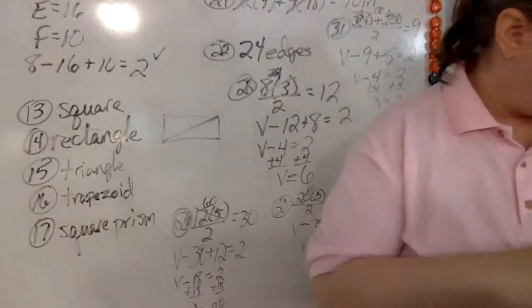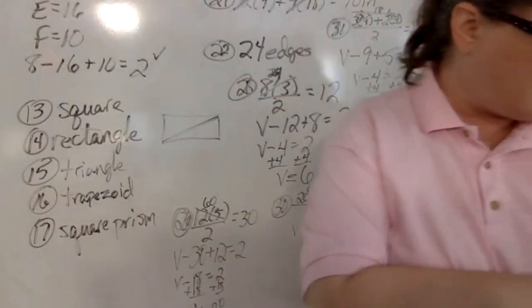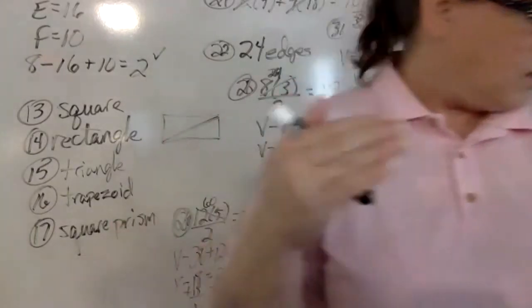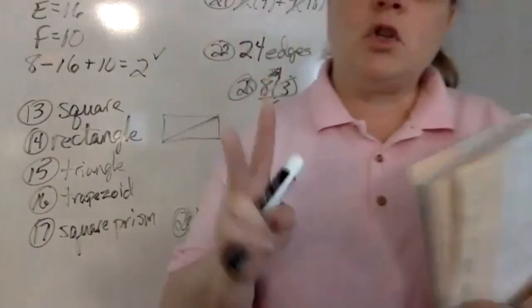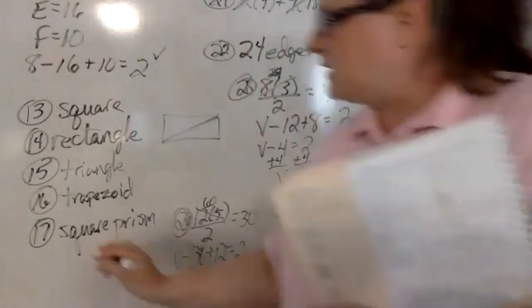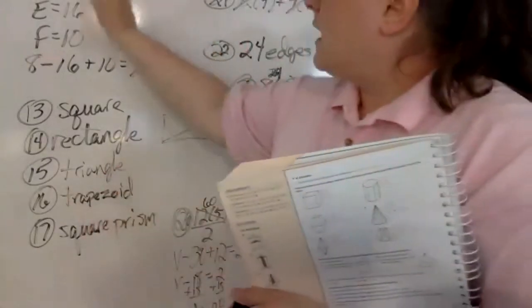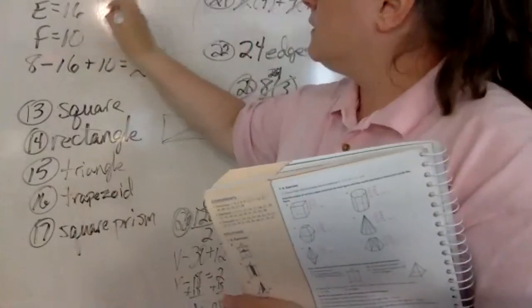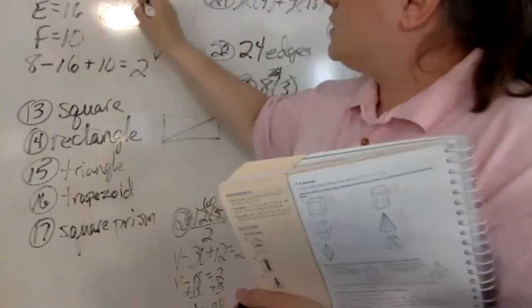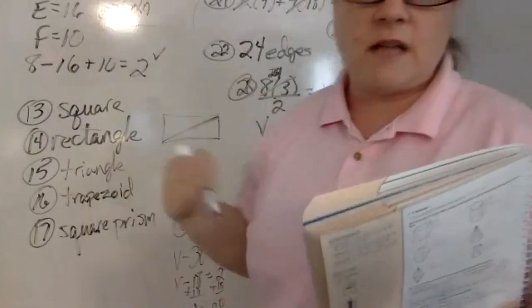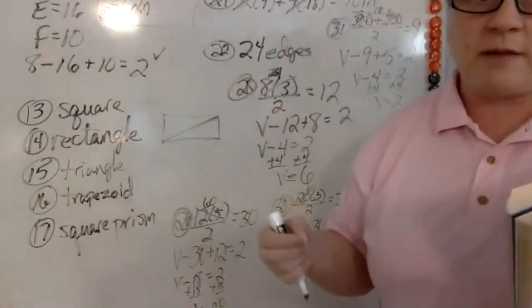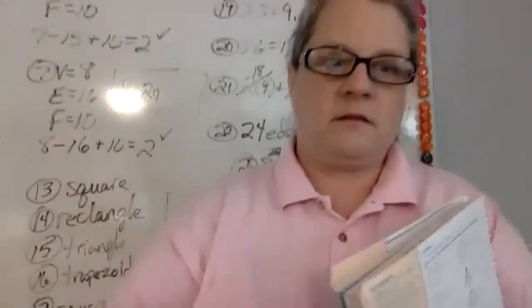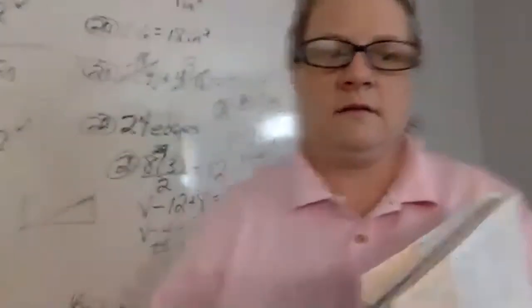So when you're doing that last row, if the sides of the base is n, your vertices is going to be 2n. This is your last row for 23. It gave you n, so the next one is 2n, 2 times n.